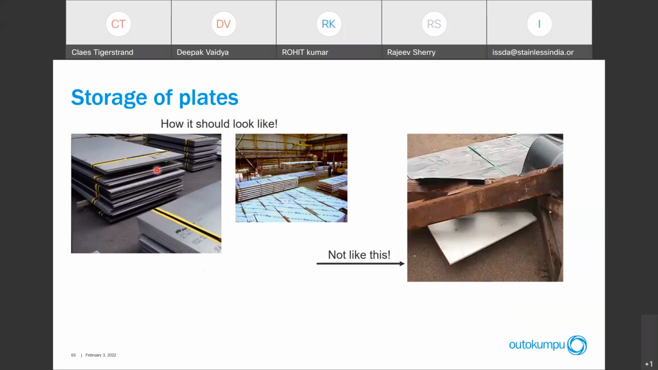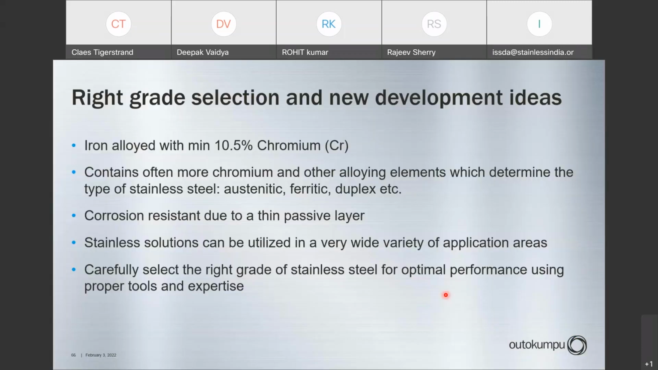It should look like this. Of course, even better if you can protect the surface, not like this, because then you will end up with problems. So be very careful how you treat your stainless steel, and you will have good properties from them.